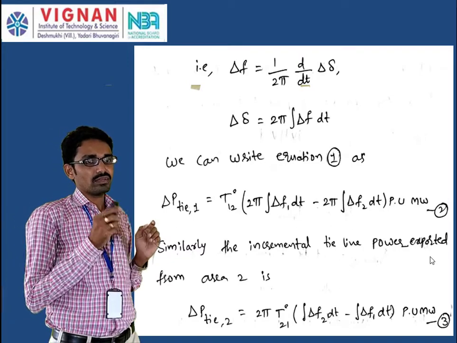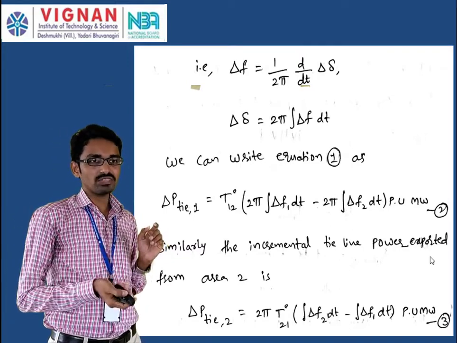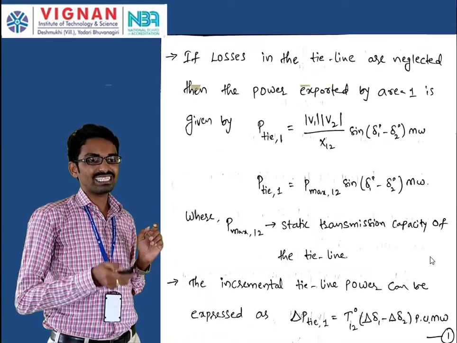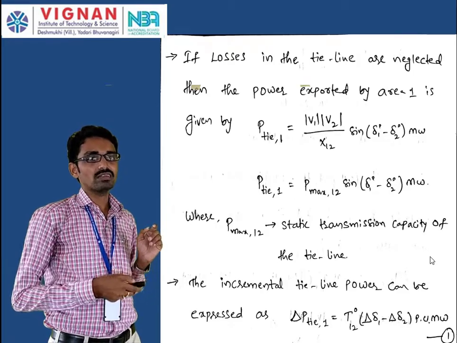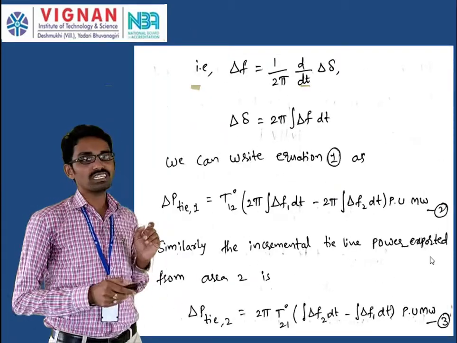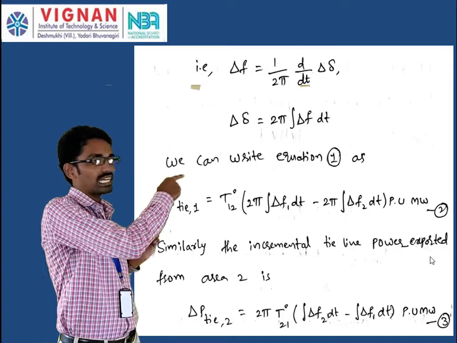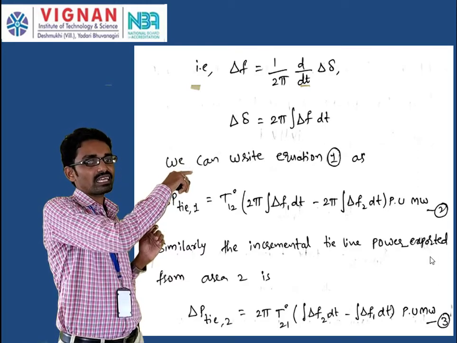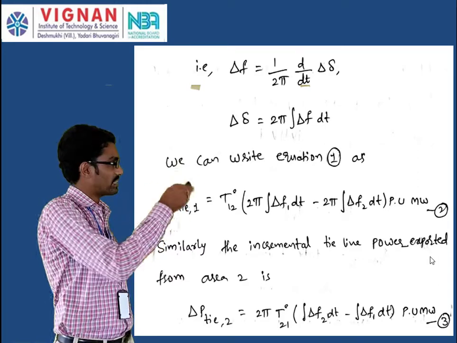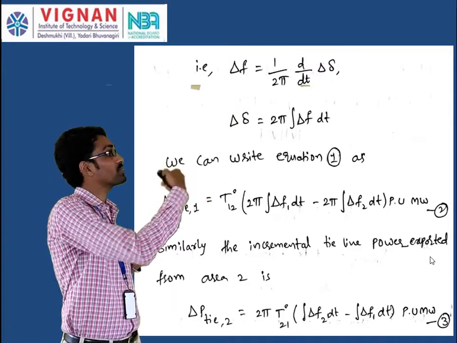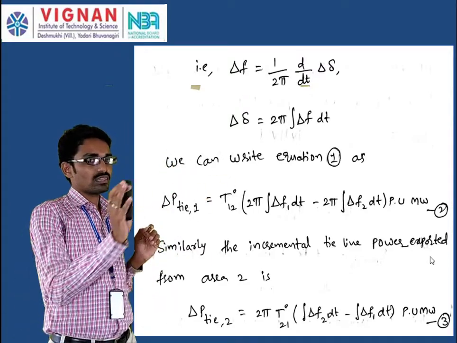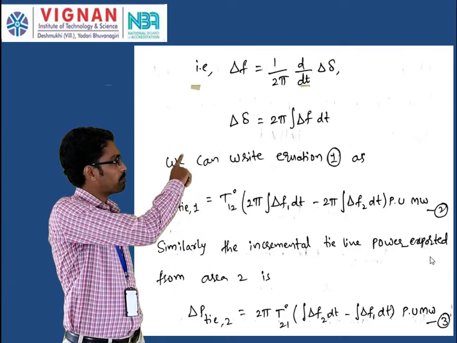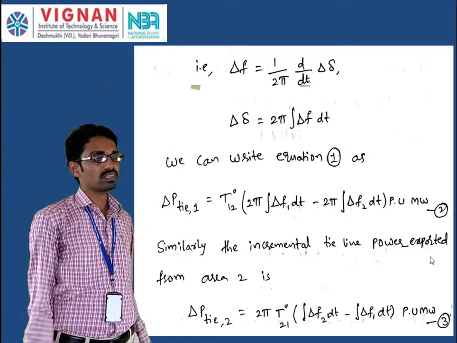From equation 1, this is equation 1, that is delta P tie 1. If I substitute this del delta value in equation 1, we get delta P tie 1 is equal to T120 into (2 pi integral delta F1 dt minus 2 pi integral delta F2 dt) per unit megawatts. Right? Because I have considered the rating of the machine, we get the units as per unit megawatts. So we have got the equation for delta P tie 1.